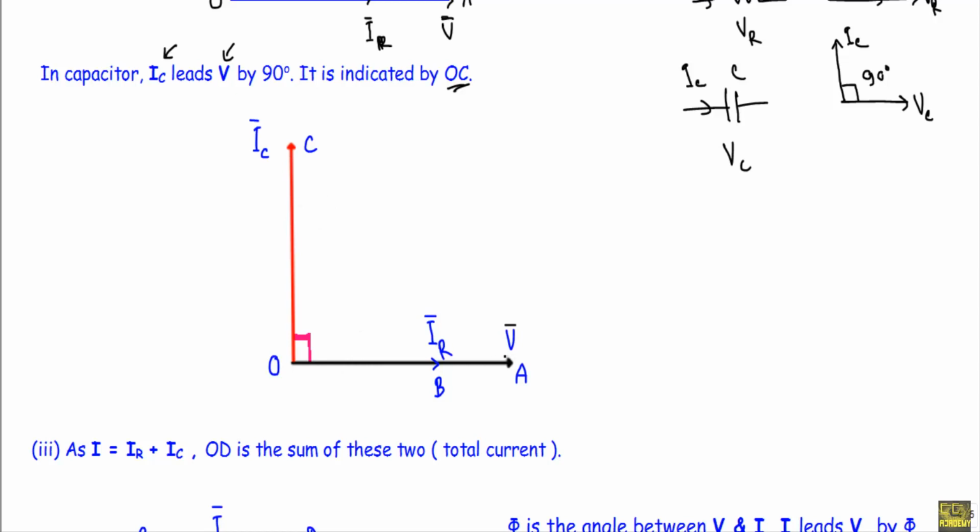If you look at the neat sketch up to this, our vector diagram will look like this. This is OA, which is indicating the voltage phasor V. This is OB, which is indicating the current phasor IR, and OC is indicating the current phasor IC. Now see, we indicated the reference phasor, IR and IC. After that we will draw two additional equal vectors or equal phasors to draw a parallelogram.